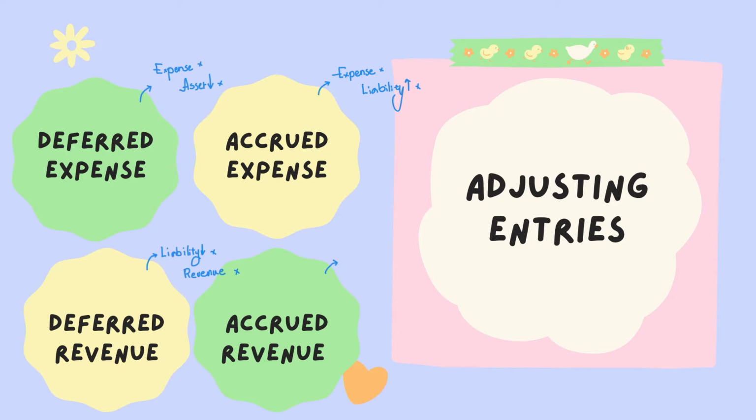Last type for today is accrued revenue. It means the revenue is earned, but I did not receive my money yet, so it's going to be receivable. So I need to debit an asset account, which is accounts receivable, and I need to credit a revenue account.